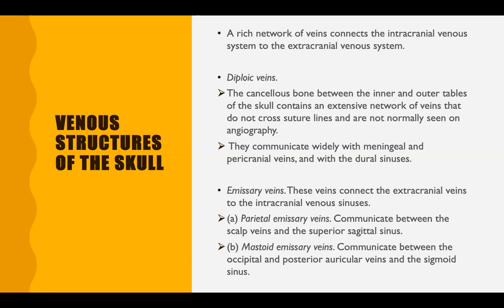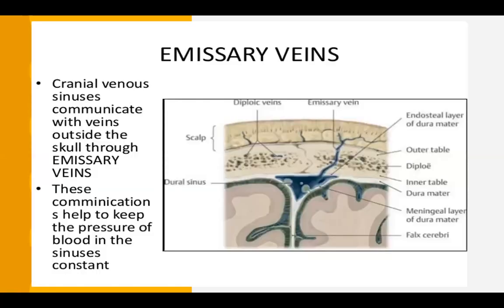The emissary veins connect the extracranial and the intracranial veins. There are different types according to the area involved, like the parietal emissary veins or the mastoid emissary veins. This is a picture depicting the cancellous bone where we can see the diploic vein without any connections, but the emissary veins connect the extracranial and the intracranial venous systems, and these connections help to keep the pressure of the blood in the sinuses constant.